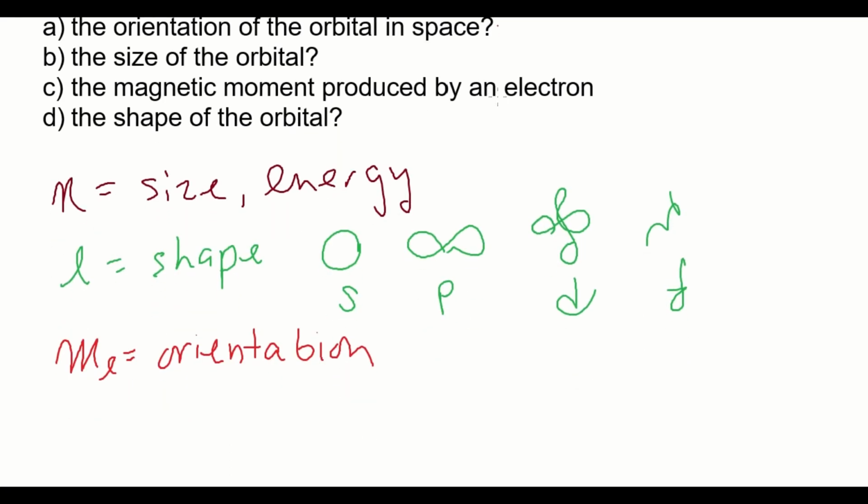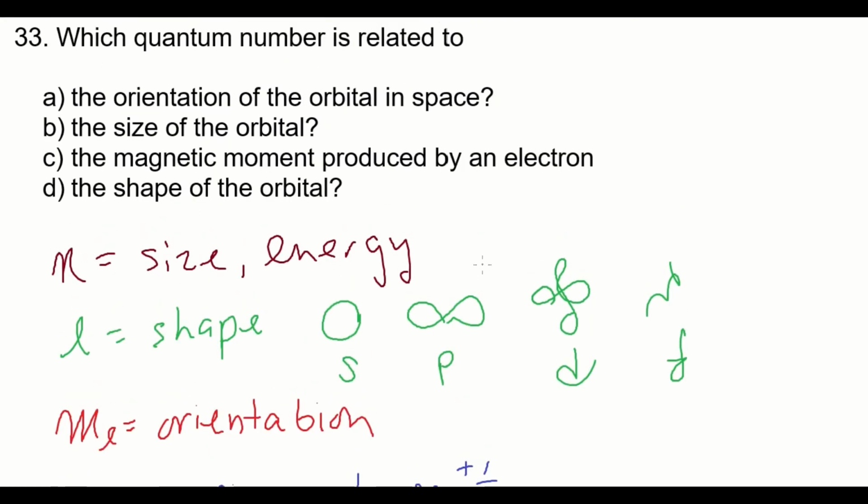And then finally, the magnetic spin quantum number, and oftentimes we'll use some opposite convention like -1/2 and +1/2. An electron spinning one way will produce one kind of magnetic field, and spinning the opposite way will produce another one. So we're not likely to ask you this question on any kind of test.